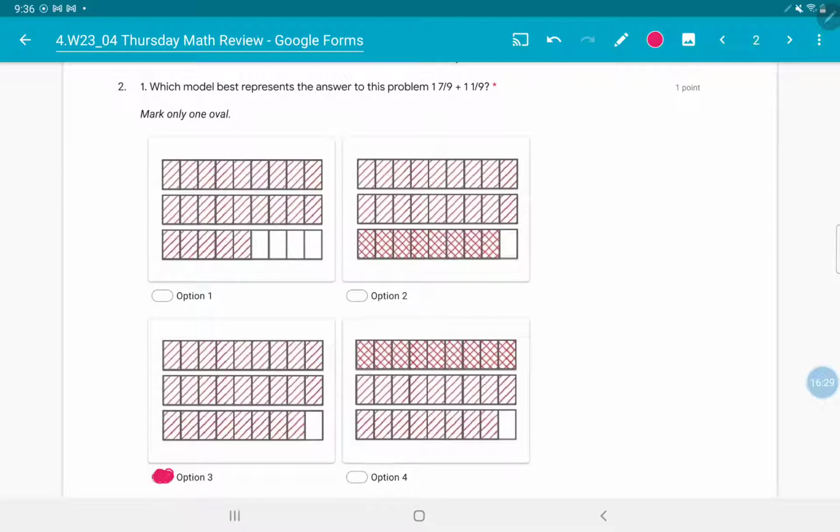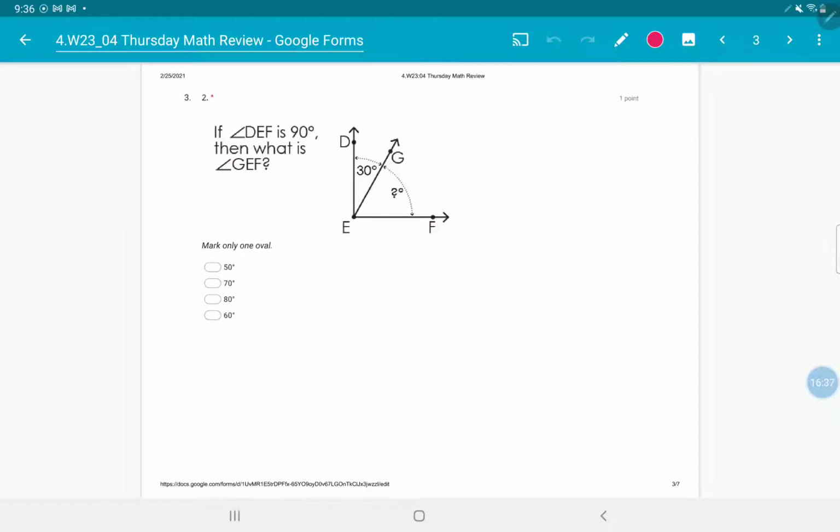All right. Let's look at number 2. On number 2, it tells you that angle DEF is a 90-degree angle, and it wants to know the measure of angle GEF. What is it, Brayley? I took away 30 from the 90 and got 60. Okay, why did you take away 30 from the 90? Because DEF is 90.